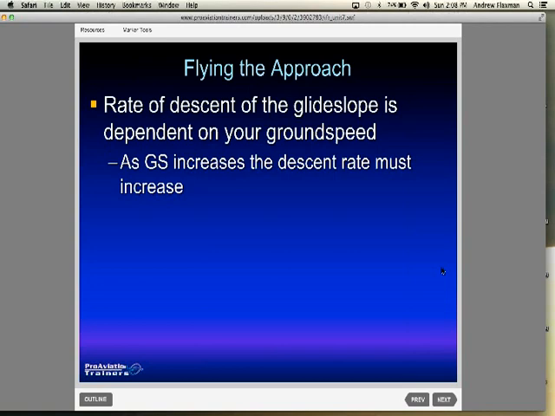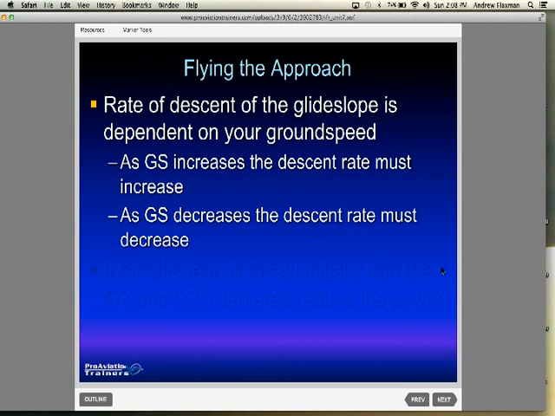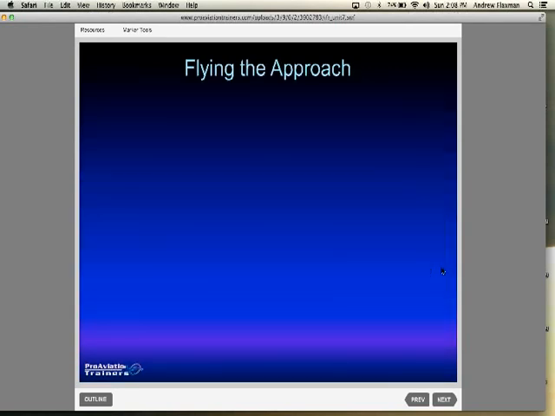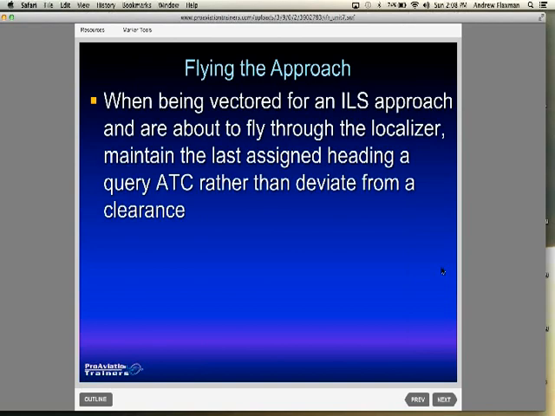You can tell I've flown that approach a number of times now that I have that memorized. Rate of descent on the glide slope is dependent on your ground speed. As ground speed increases, the descent rate must also increase. As ground speed decreases, the descent rate must decrease. So all proportional. If the airspeed is too fast initially with the glide slope and localizer centered, reduce the power. But that's a situation like I talked about yesterday where you should be completely configured on speed before you even start descending on the glide slope.